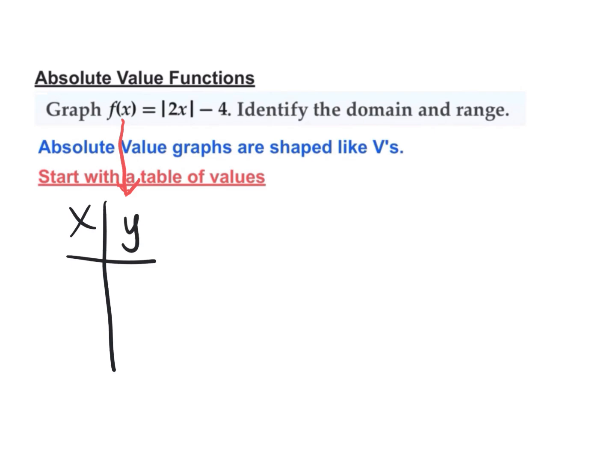Now, when we make our table, you're going to have to come up with a bunch of points. And I know one of the questions that you always want to know is, how many points do I need? And my answer is, you need enough. You need enough points to form that V shape. Okay, and so sometimes you'll figure it out quicker. Sometimes it's going to take you more points. Okay, but it's going to be a little trial and error.